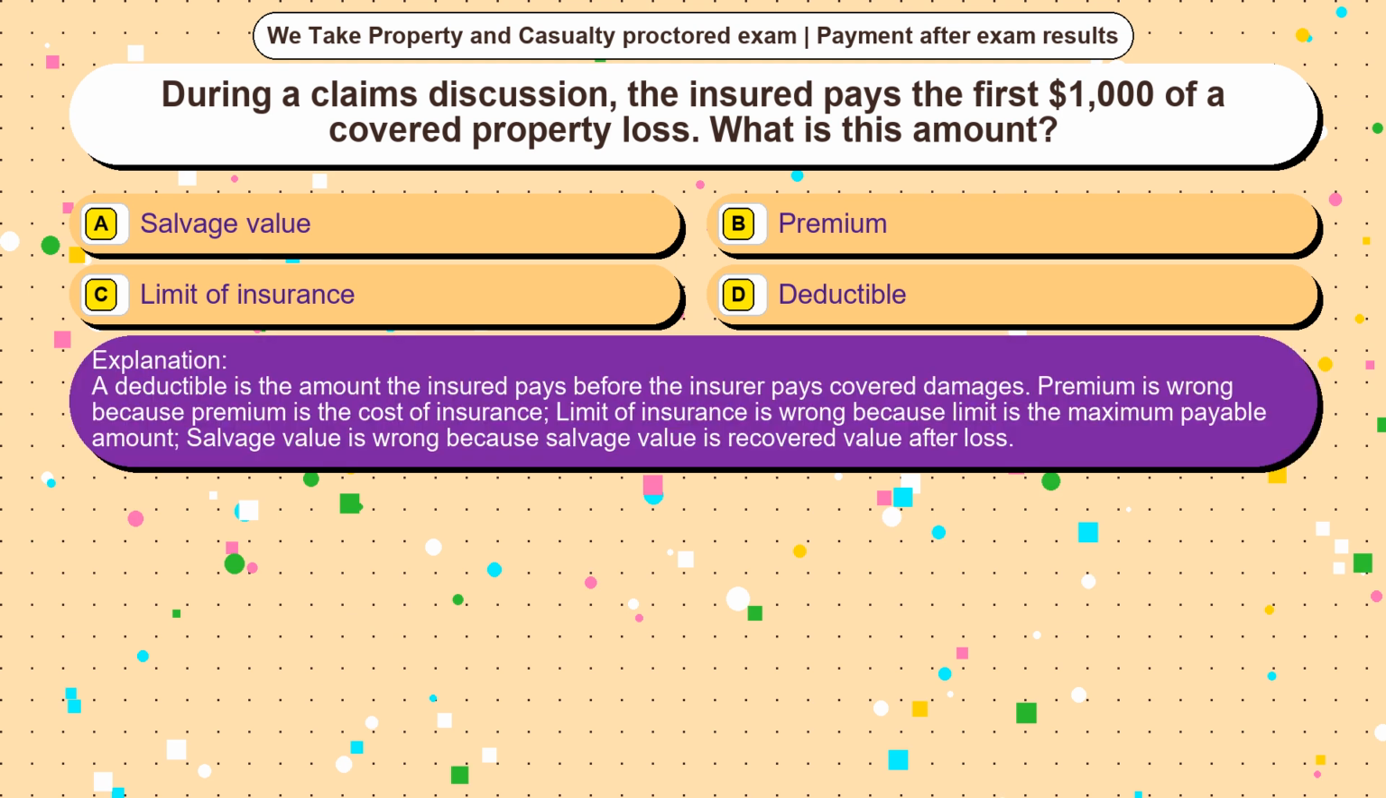A deductible is the amount the insured pays before the insurer pays covered damages. Premium is wrong because premium is the cost of insurance. Limit of insurance is wrong because limit is the maximum payable amount. Salvage value is wrong because salvage value is recovered value after loss.